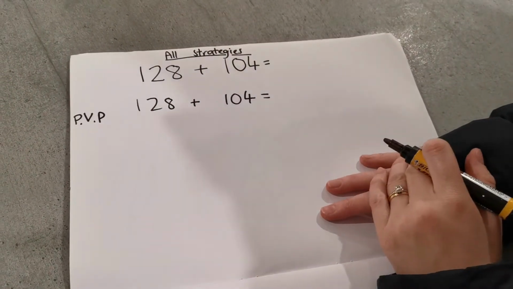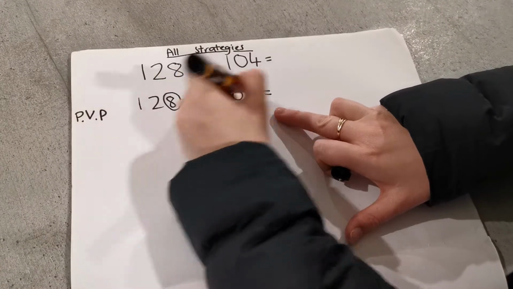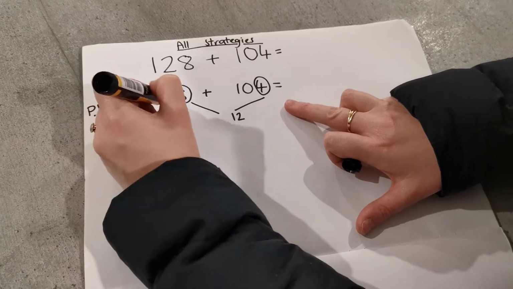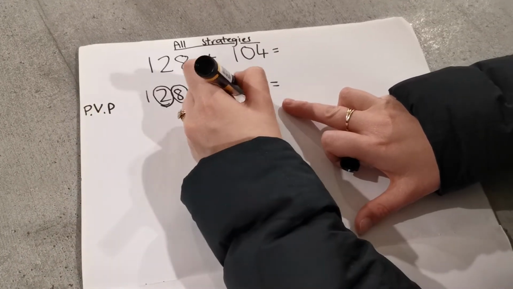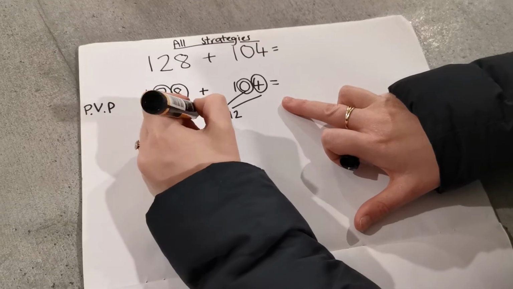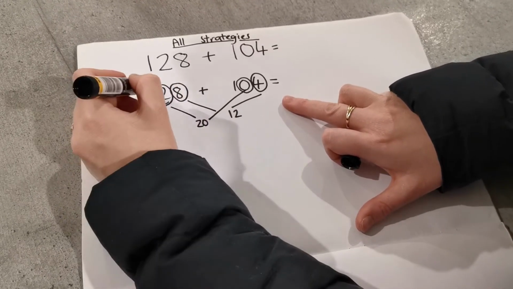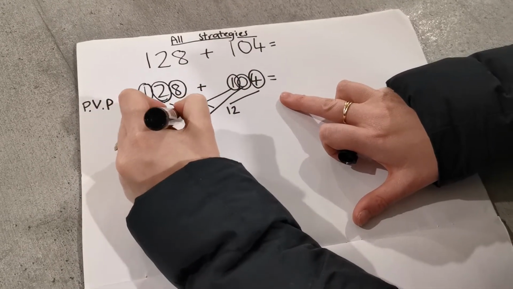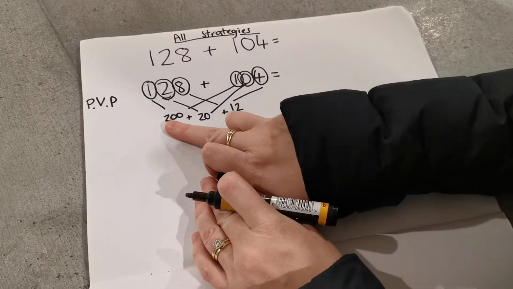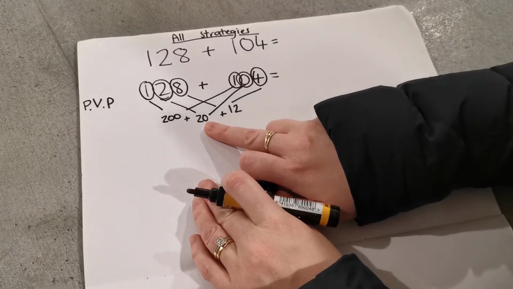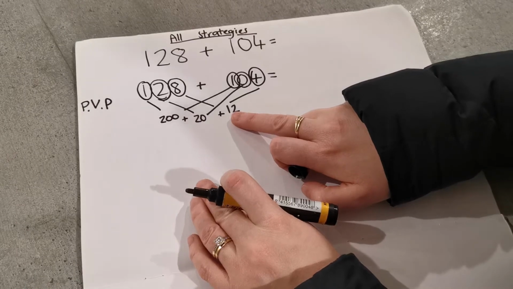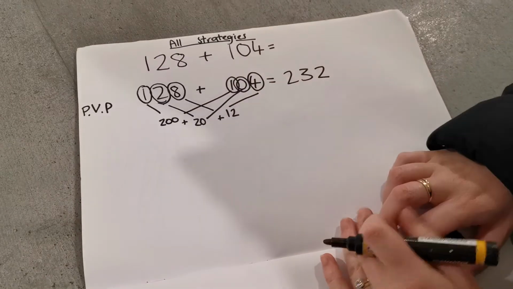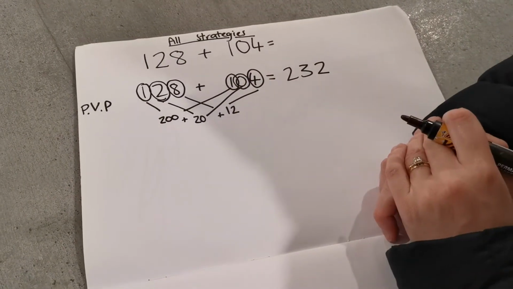I know that I start with my ones column first, so I circle my numbers in my ones column, and I've got 8 and 4 is 12. Then I look at my numbers in my tens column, 20 and 0, so that would be 20. Then my hundreds column, I've got 100 and 100, and that equals 200. And then I need to add those together. So 200 plus 20 is 220, plus 10 is 230, plus 2 is 232. So that's my first answer using place value partitioning.